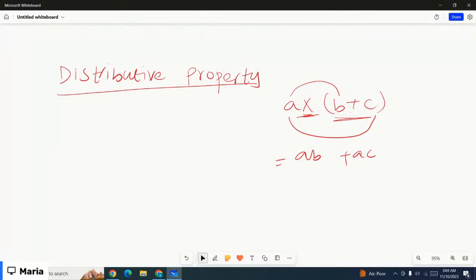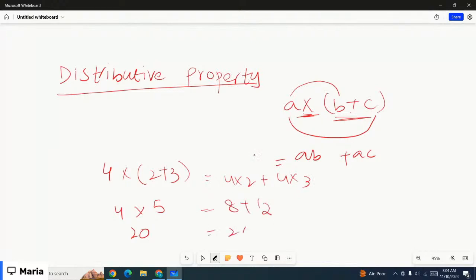For example, take 4 times (2 plus 3). 2 plus 3 is 5, and 5 times 4 makes 20. Or you can do 4 times 2 plus 4 times 3. 4 times 2 is 8 and 4 times 3 is 12. When you add, that is 20. See, that is basically the distributive property: A times (B plus C) equals AB plus AC. Got it? We're going to start with the lesson.